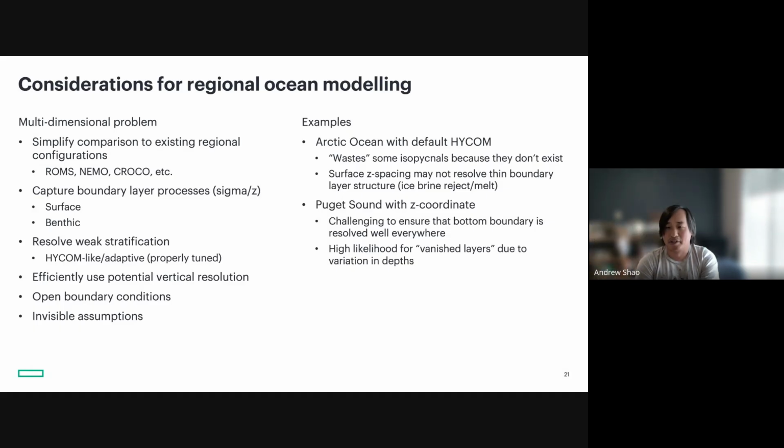Puget Sound with the Z coordinate: how do you ensure that the bottom boundary is resolved everywhere in that case? Again, you're potentially throwing away layers because you're going from an average depth of maybe 150 meters, but you still need to account for those deep channels, which might go down to 400 or 500 meters.